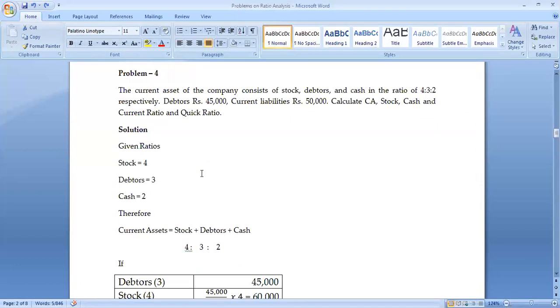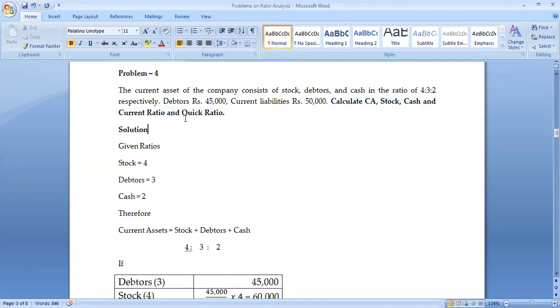So we shall see the fourth one. The current assets of the company consist of stock, debtors and cash in the ratio of 4:3:2. See, stock ratio is 4, debtors 3, cash is 2 respectively. Debtors rupees 45,000, current liability rupees 50,000. You need to calculate current assets, stock, cash and current ratio as well as the quick ratio.